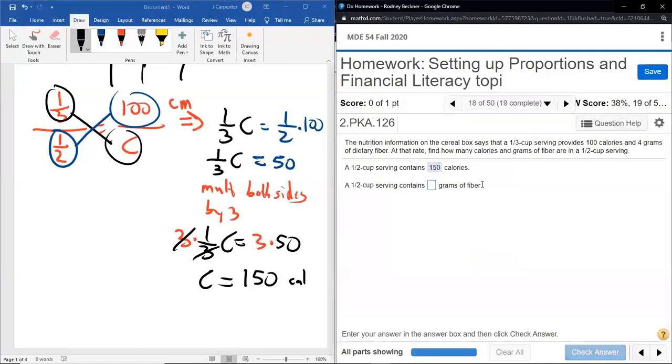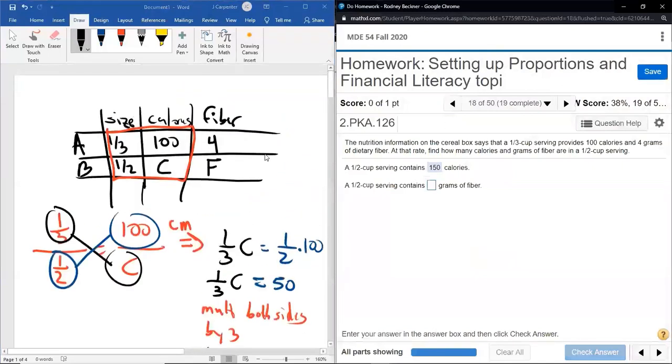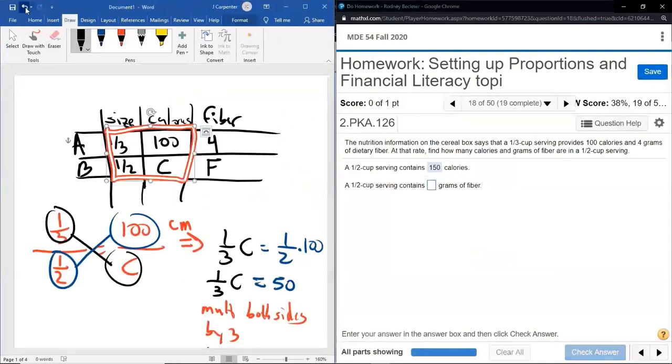Next, they want the grams of fiber. So we can go back to using this setup. We're no longer using, that's not what I clicked. Erase, please. There we go.